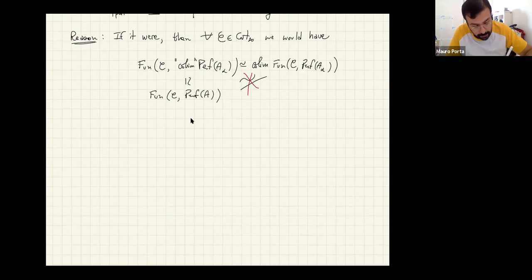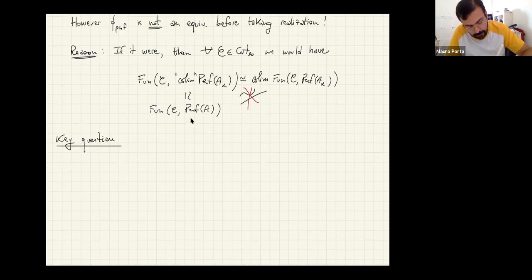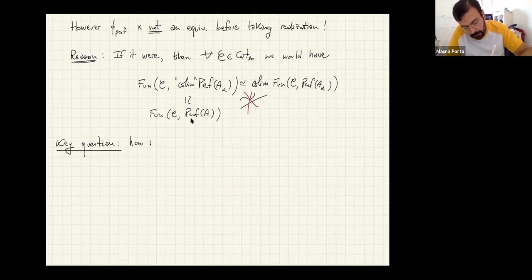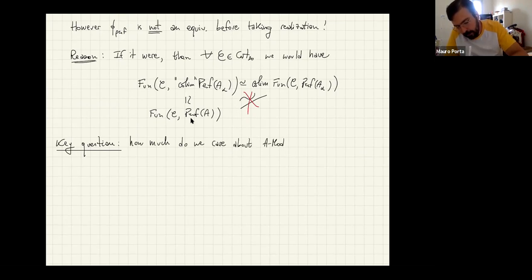And the question is, how much do we care about this finer invariant? So the key question of today is: how much do we care about A mod in, let's say, the daily practice of algebraic geometry?